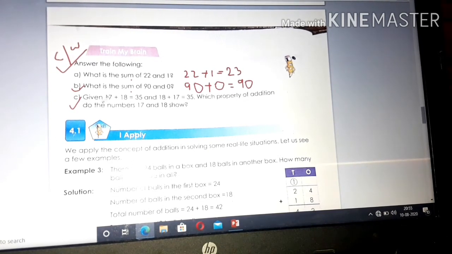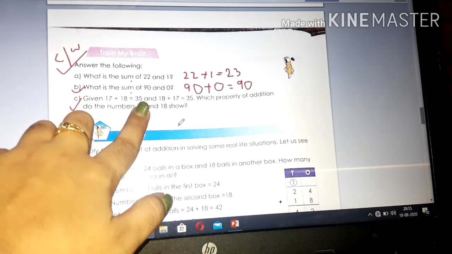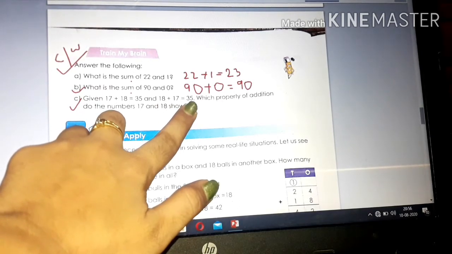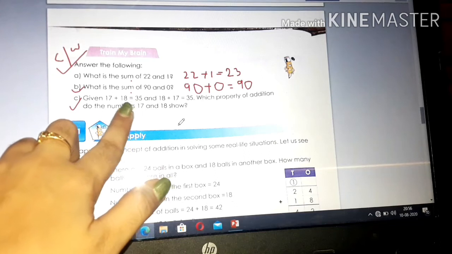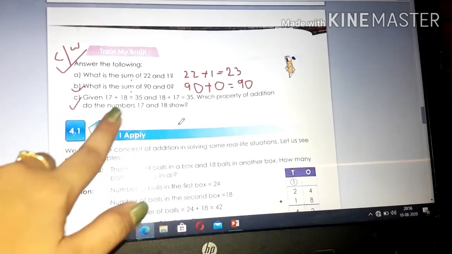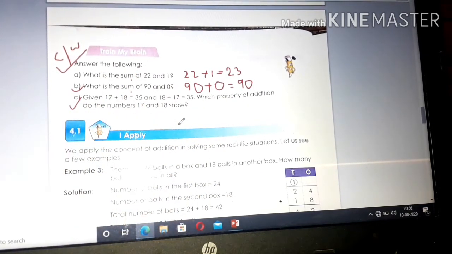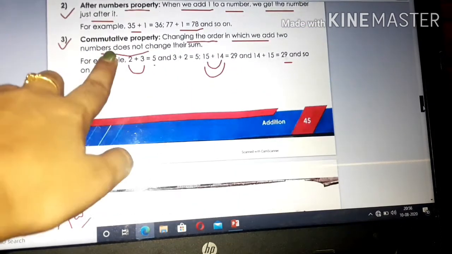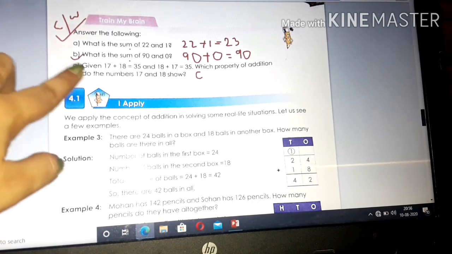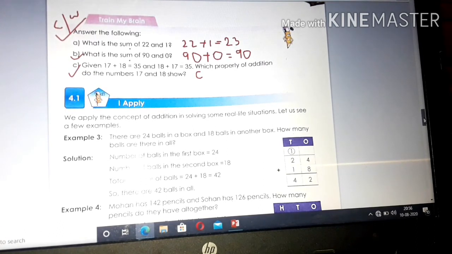Number C. Given 17 plus 18 equal to 35 and 18 plus 17 equal to 35. You can see just the order of the numbers is changed, but the sum is the same. Which property of addition do the numbers 17 and 18 show, children? This is the commutative property, isn't it? Is it clear, children? You can do this in your copy now.